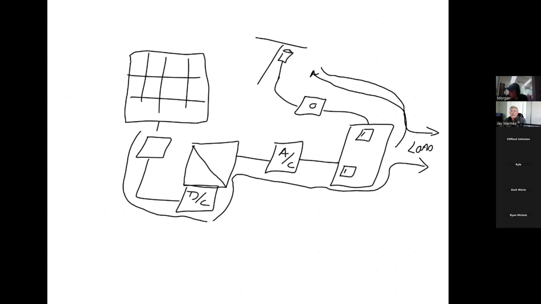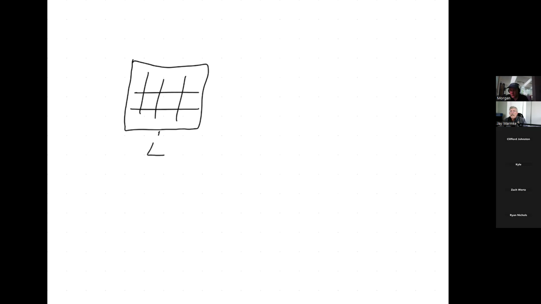All right, so then I'm going to clear the page here, and now I'm going to talk about a standalone system, because a standalone system behaves differently. So there is no grid, right? So you still have your solar array, and you're going to go into a combiner box or a junction box. And then from the junction box, we're going to go to a DC disconnect. There could be a DC disconnect. Let's draw one in here just in case. And then we're going to go to your charge controller.